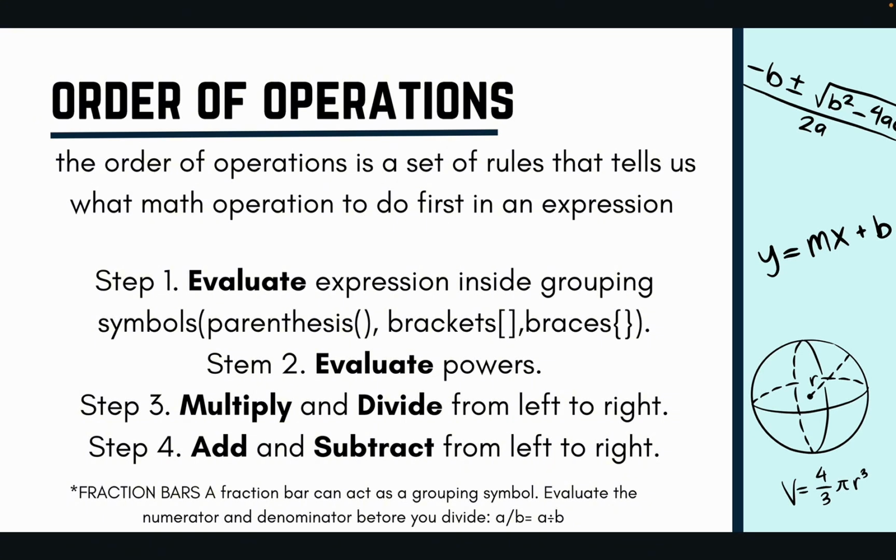Step 2. Evaluate powers. For example, fix 5 squared to 25. Step 3. Multiply and divide from left to right. And lastly, in step 4, add and subtract from left to right. One additional thing, fraction bars. A fraction bar can act as a grouping symbol. Evaluate the numerator and denominator before you divide. So a over b could be changed to a divided by b.